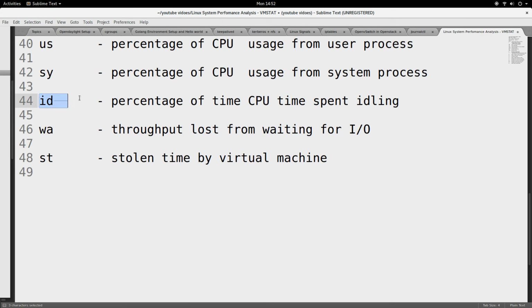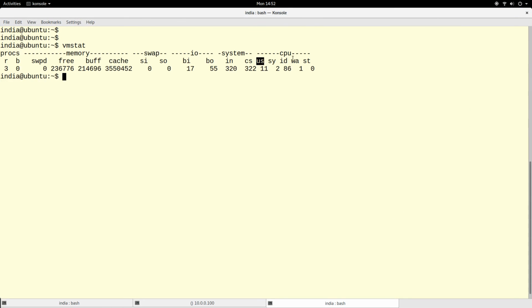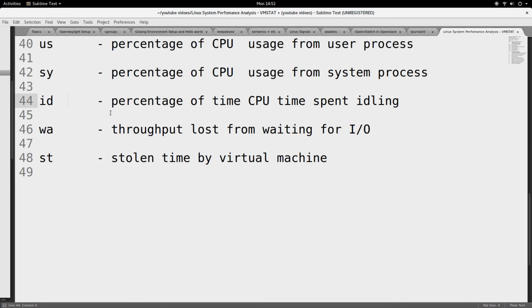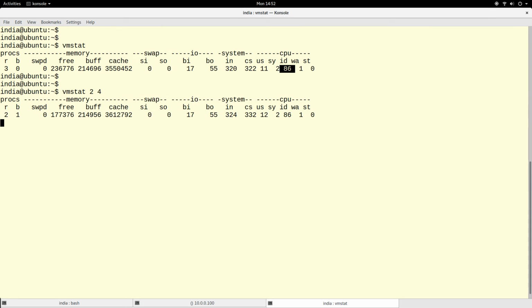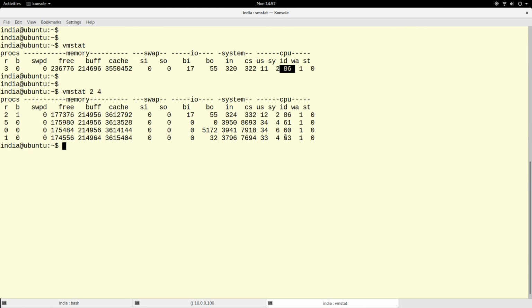ID is the next one here. ID stands for idle time, like the percentage of time that the CPU is idle. You see here I have 86. That means this particular system is very idle, or not doing a lot of work. So in a high performance environment, you will see this might be very low because the CPU is doing a lot of work.